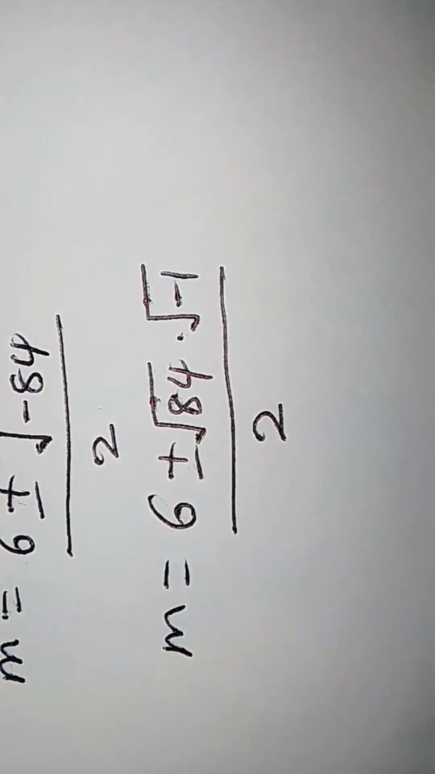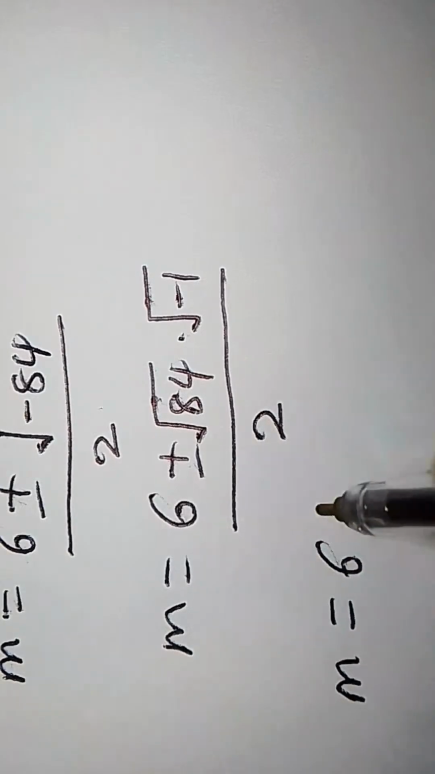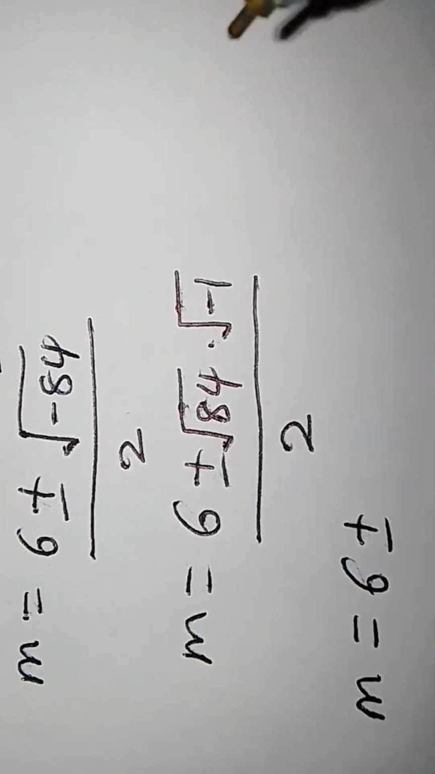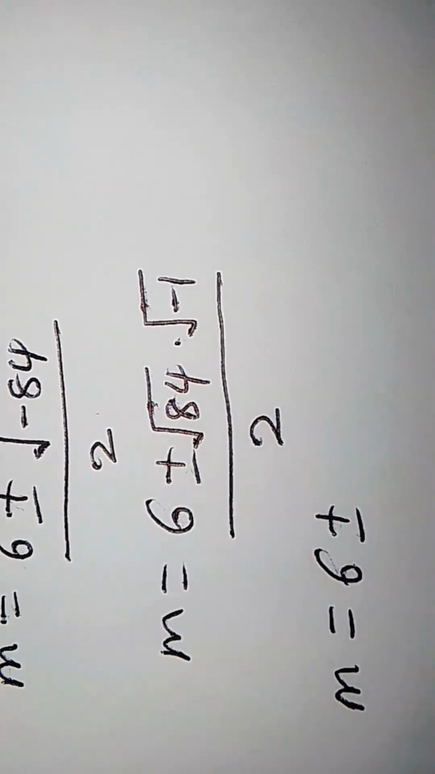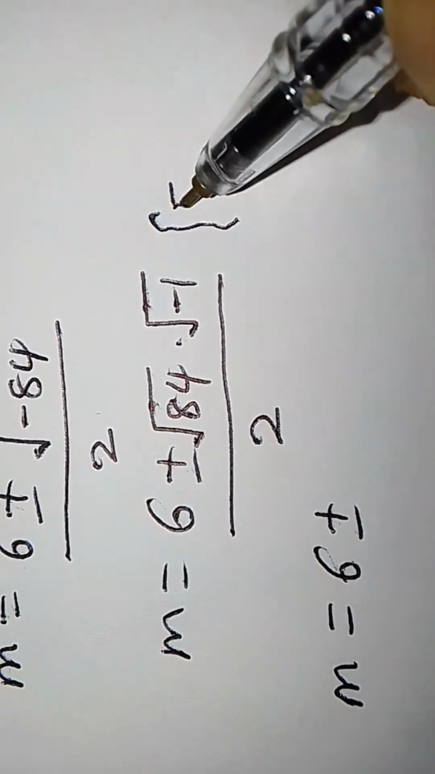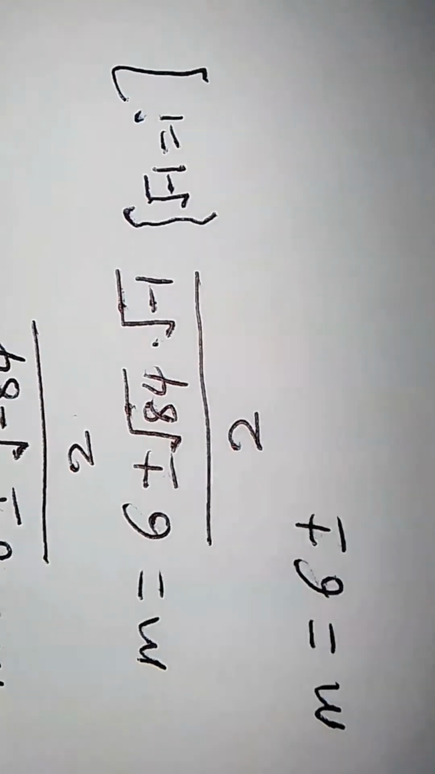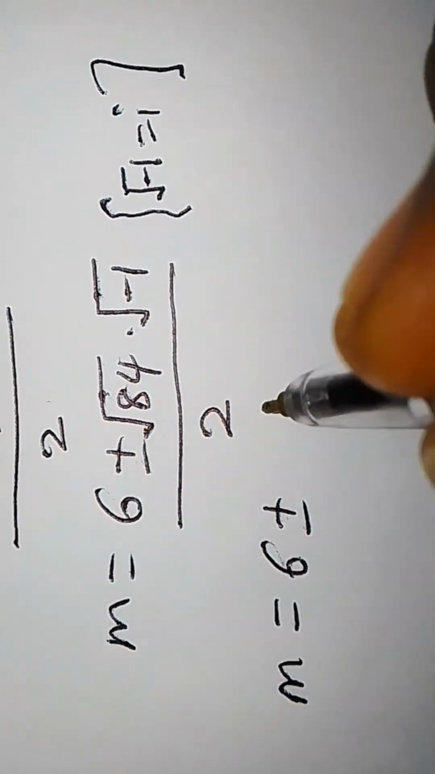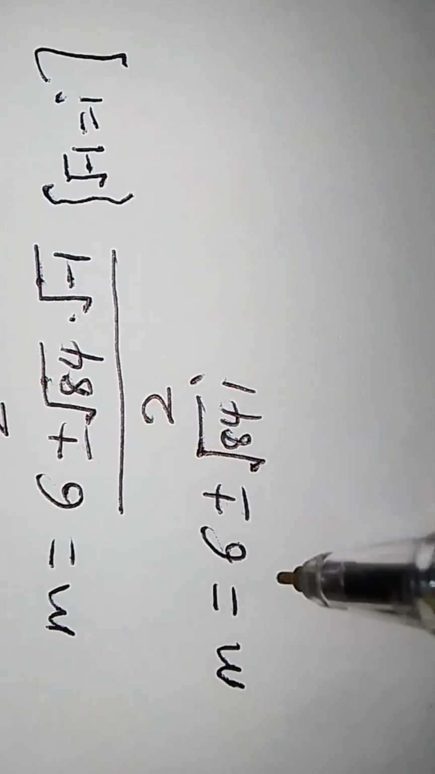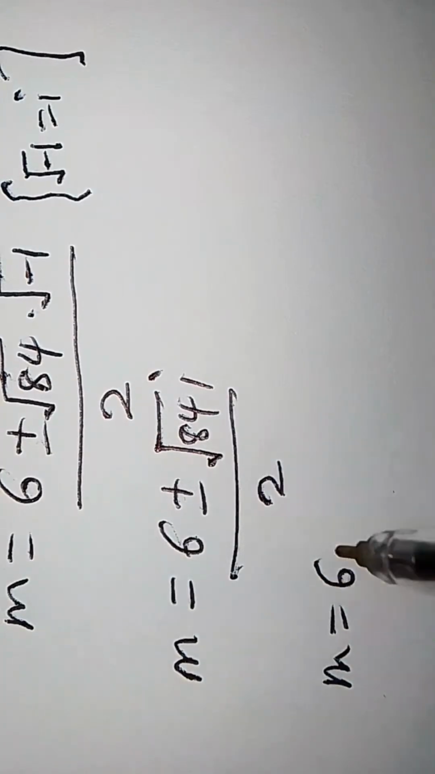Let's proceed further. So m is equal to 6 plus or minus, first, don't forget, from the complex number, square root of minus 1 is equal to i. So take note of that. This now becomes root 84 times i divided by 2. m equal to 6 plus or minus.